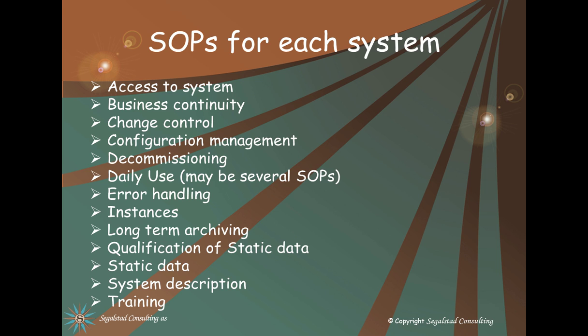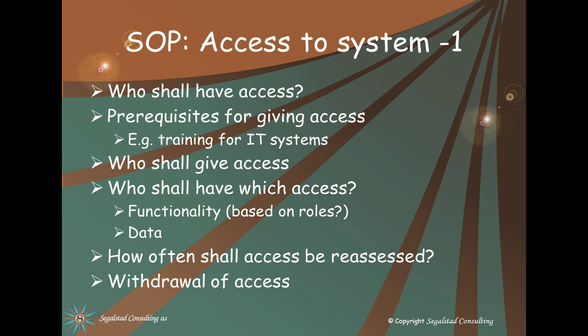As with all quality documents, SOPs will need to have reference to each other instead of repeating the same information. I will talk a little bit about some of these SOPs. We have access to the system. Who shall have access? Who shall give the access? And how shall it be reassessed?